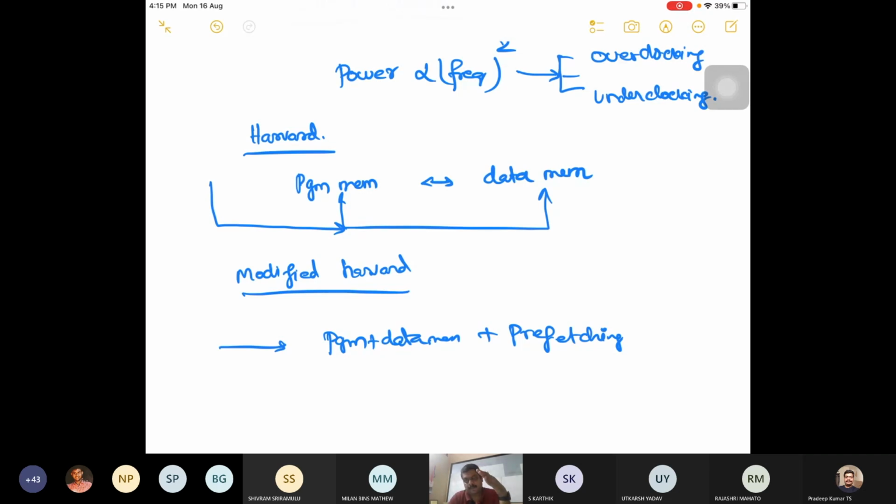So Princeton, Harvard, modified Harvard. But there were some problems with modified Harvard and Harvard for desktop computing. So the desktop processor vendors suggested that they wanted to retain the von Neumann architecture, or Princeton architecture.